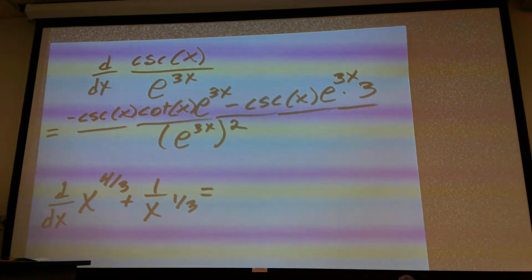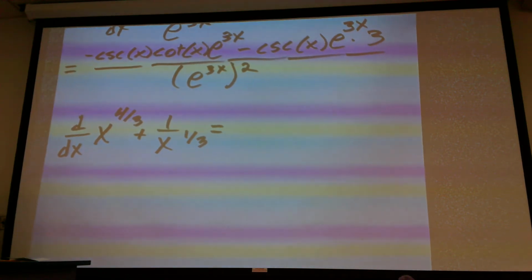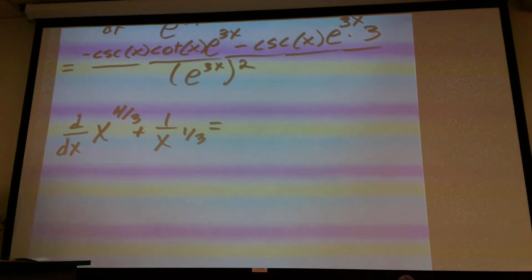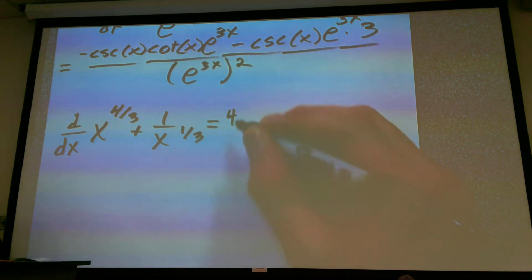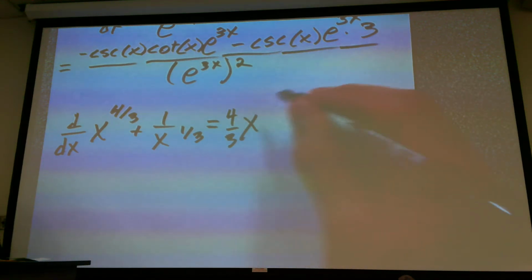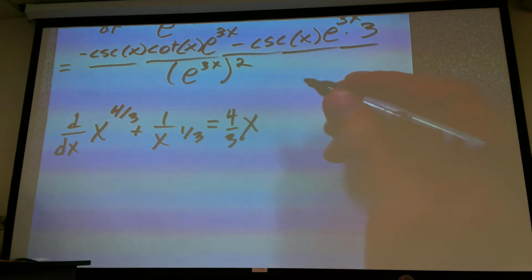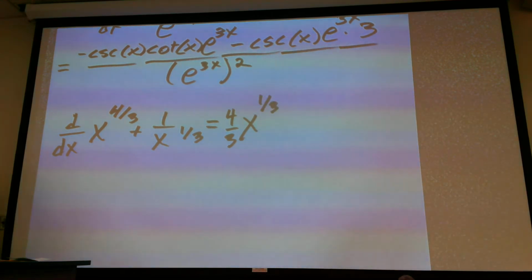All right. Now, this first one, x to the 4 over 3. So it's to the 4 over 3, so we know it's going to spit out a 4 over 3, and it's going to drop it down by 1. So we would have 4 over 3, now x, to the 4 over 3 minus 1 is 4 over 3 minus 3 over 3, which would be 1 over 3. Okay.